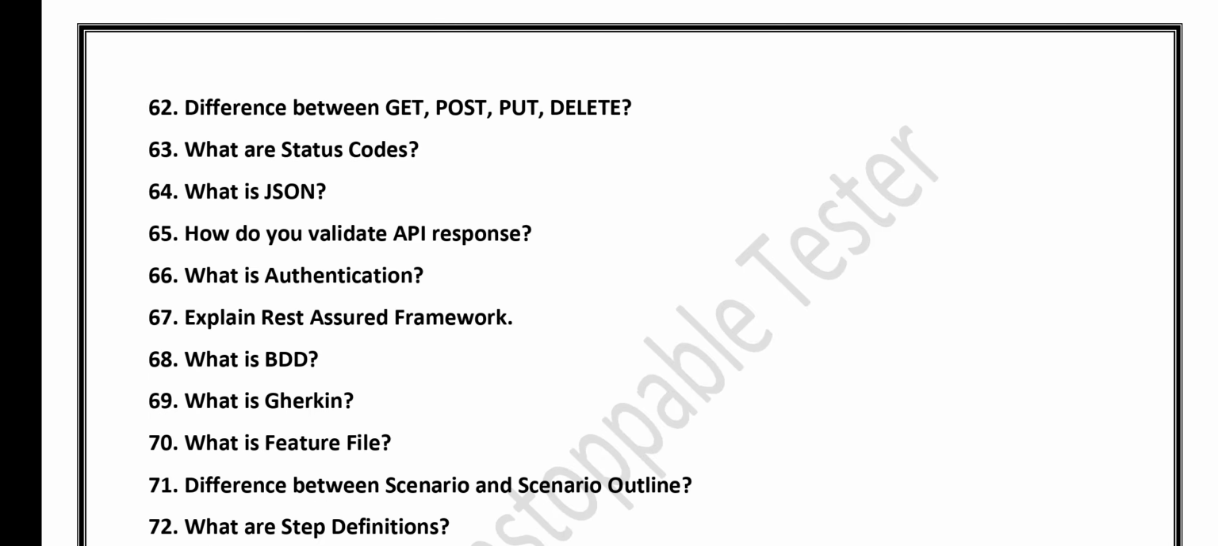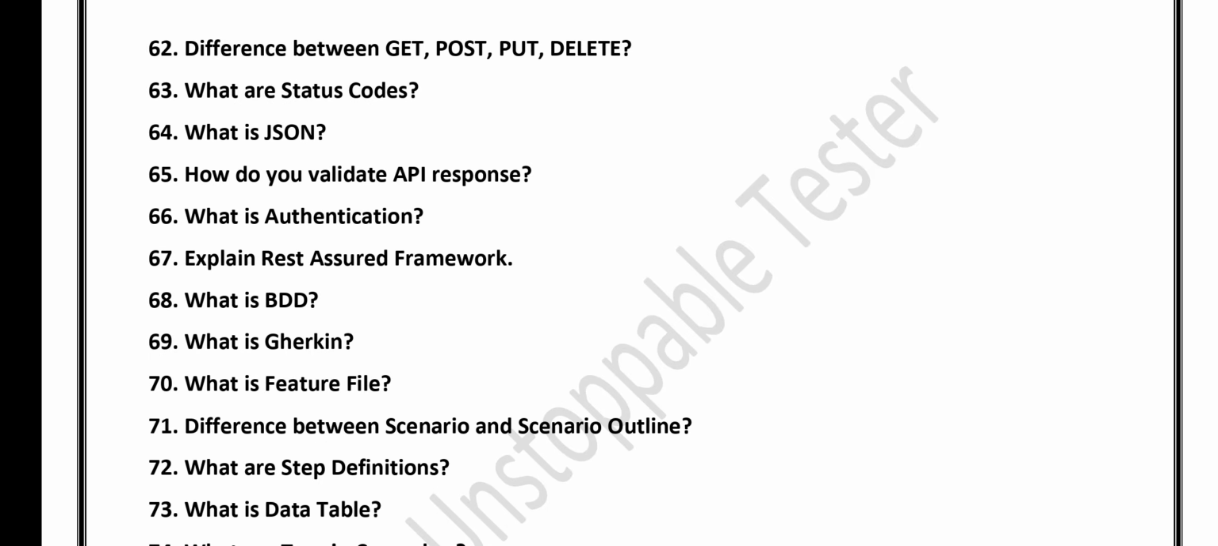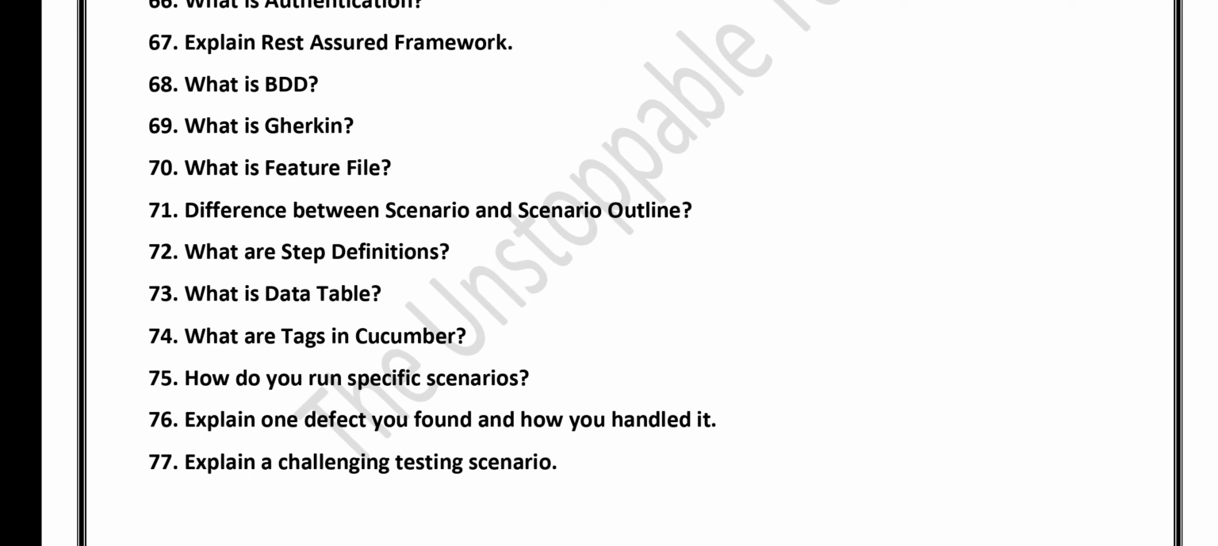What's the difference between get, post, put and delete? What are the status codes? What is JSON? How do you validate API response? What is authentication? Explain Rest Assured framework.